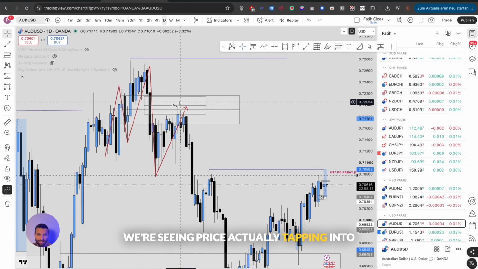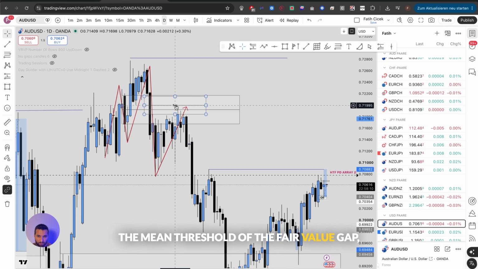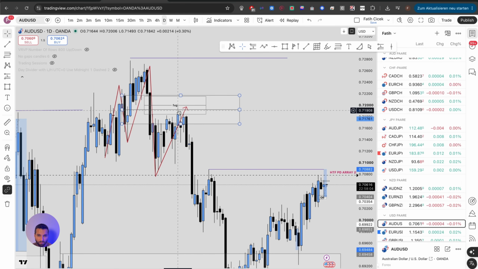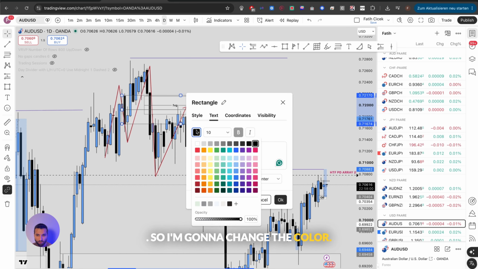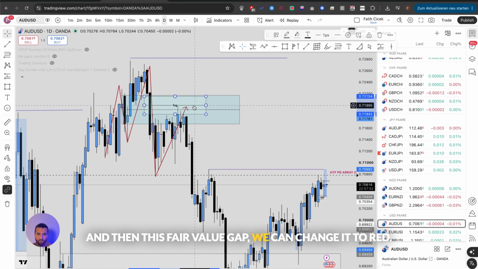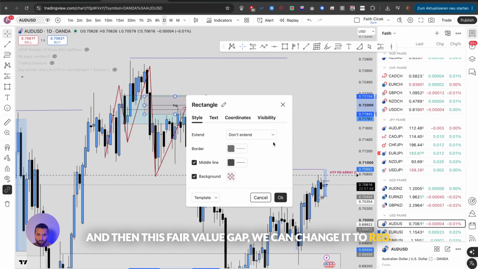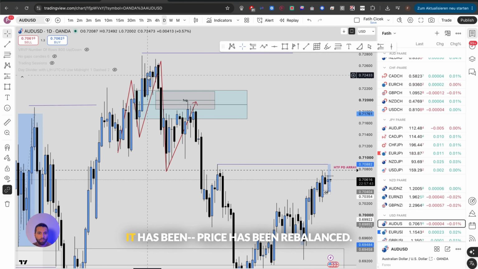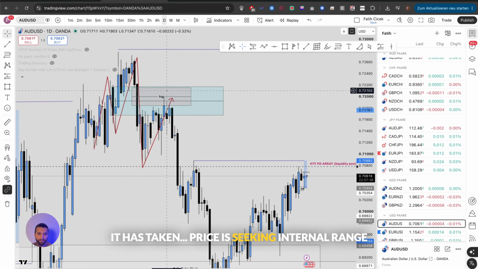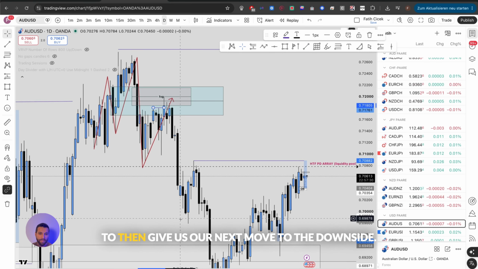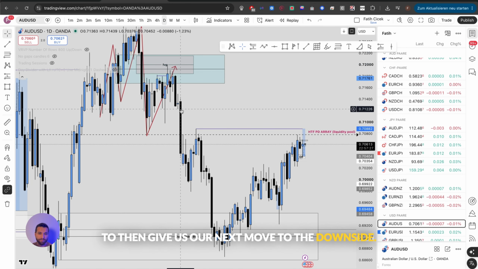We're seeing price actually tapping into the mean threshold of the fair value gap, and also into the 0.5 mean threshold of this mitigation block over here. So I'm going to change the color. Let's just change it to blue, and then this fair value gap, we can change it to red. So we see that this fair value gap has been respected. Price has been rebalanced. Price is seeking internal range liquidity by taking out these highs in order to then give us our next move to the downside.